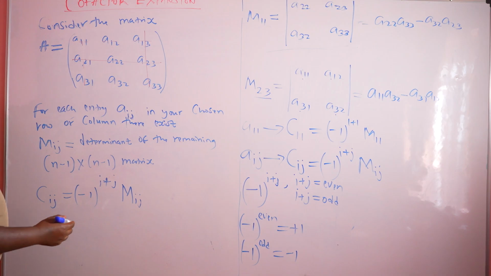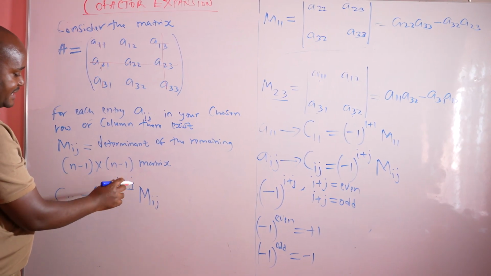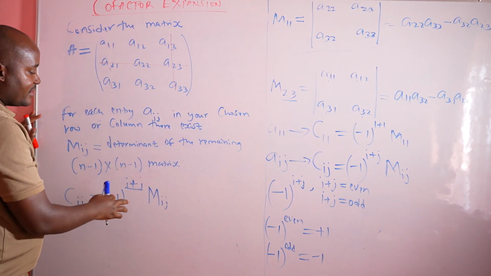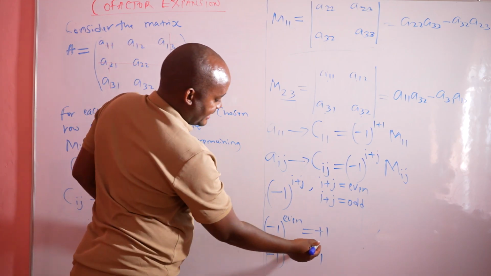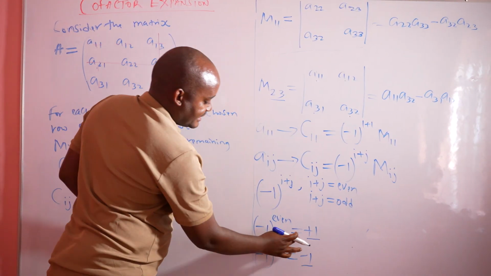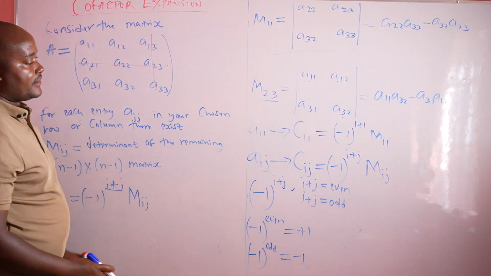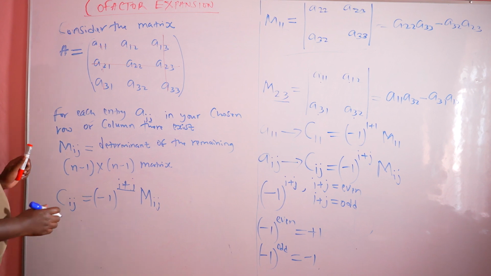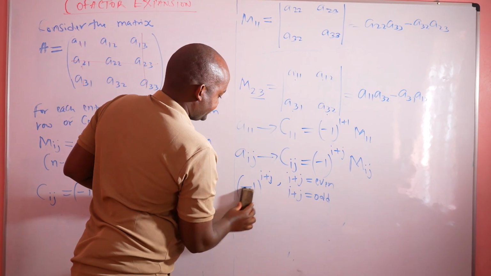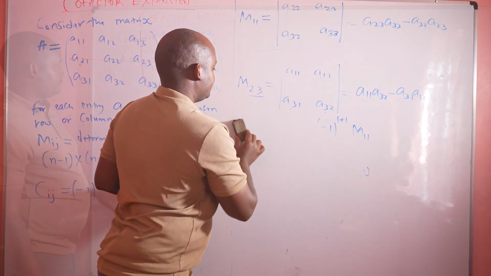So the only thing -1 raised to the power of i plus j is bringing on board is either +1 or -1. That is, it is either multiplying the corresponding minor by -1 or +1. So we can conclude that a cofactor is just a signed minor.